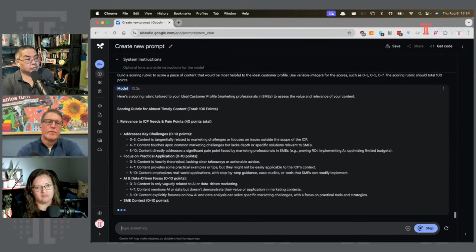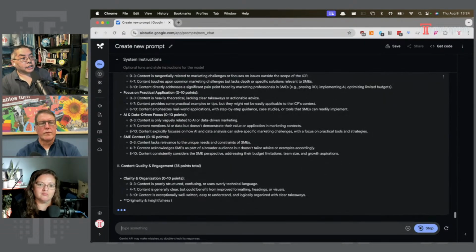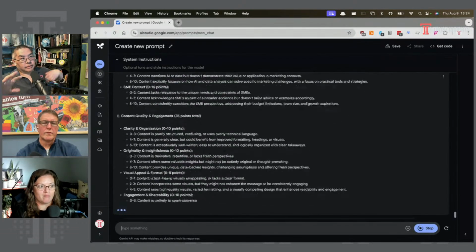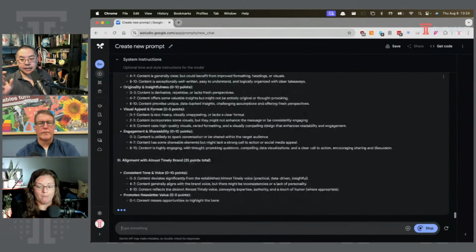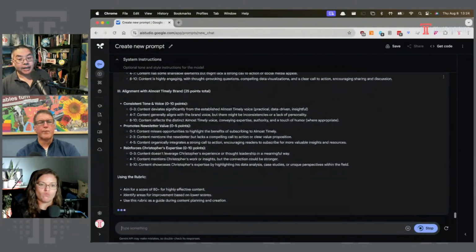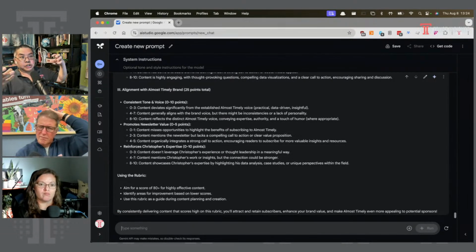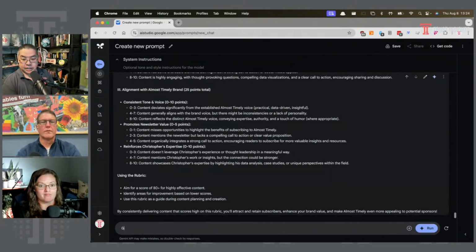So if I give this language model any piece of content, I want it to score it against my ideal customer profile, not in general, but my specific audience. So it's going to identify what those things are and build the scoring rubric. And so it's done. So it has the rubric now. Let's take this rubric, which is derived from the ideal customer profile, and put it to use. I'm going to say, great, score this piece of content.